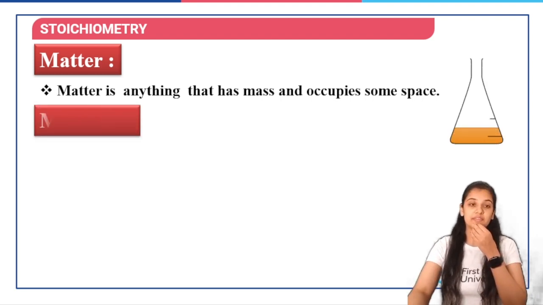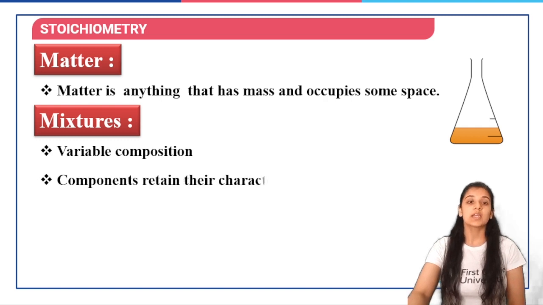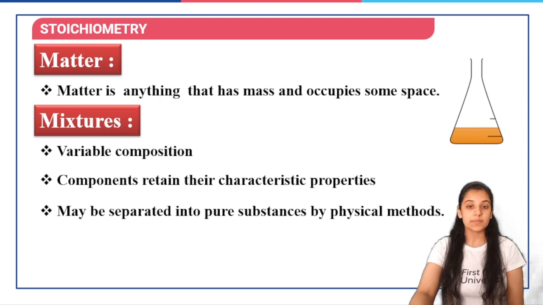If we look at the various mixtures that we have, in matter we have mixtures and pure substances. Let us talk about mixtures first. The variable composition that is present in the mixtures is an important characteristic of the mixtures. Also, the components that are present in a mixture are going to retain their characteristic properties and may be separated into pure substances by certain physical methods. So it might be possible to separate the components of the mixture into pure components by making use of some physical methods. This is where I'm discussing the characteristics of mixtures.